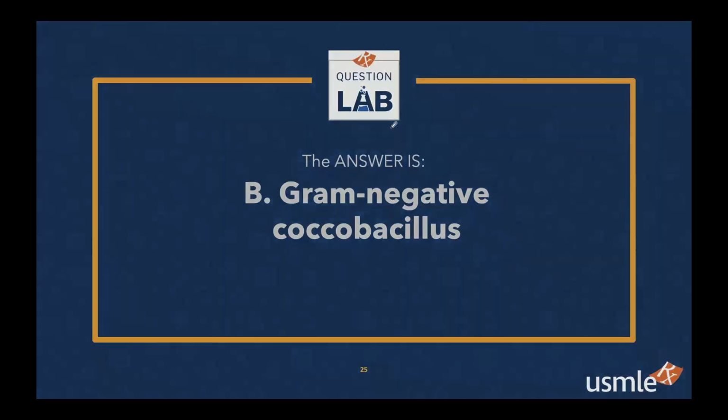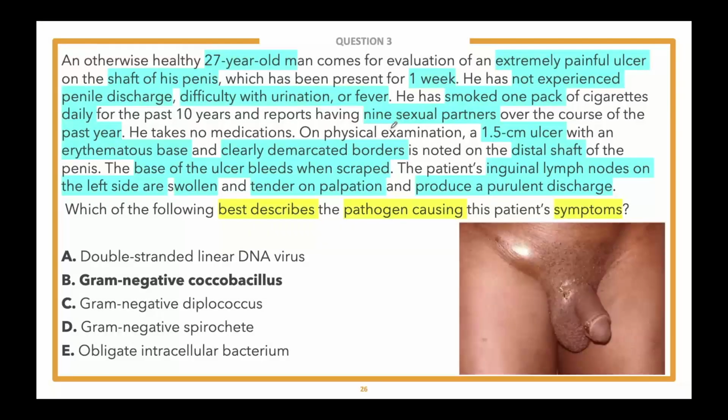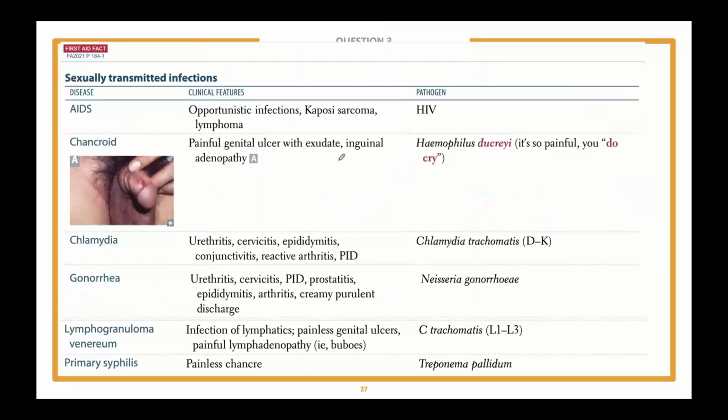Thank you, Sean. Definitely a tough question here. So we know that there is a painful penile ulcer, okay? So that's important. It's painful. What else do we know? Well, we know that this patient has inguinal lymphadenopathy that also has purulent discharge. So at this point, you should really be thinking about what's called chancroid, okay? Chancroid is a sexually transmitted disease caused by Haemophilus ducreyi, okay? It's a gram-negative coxobacillus.